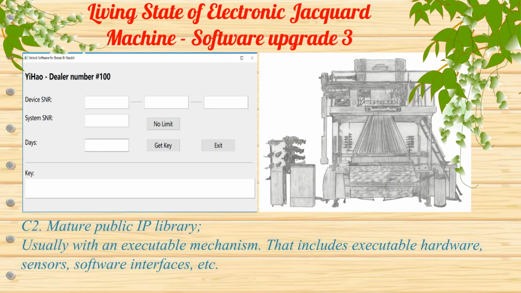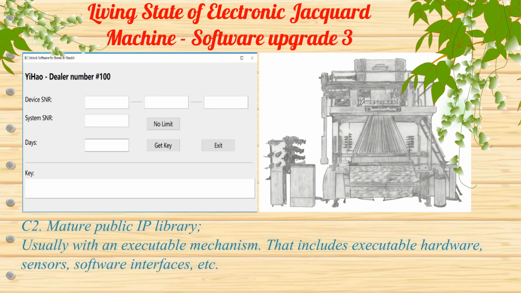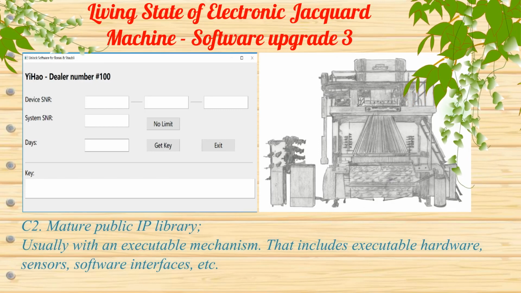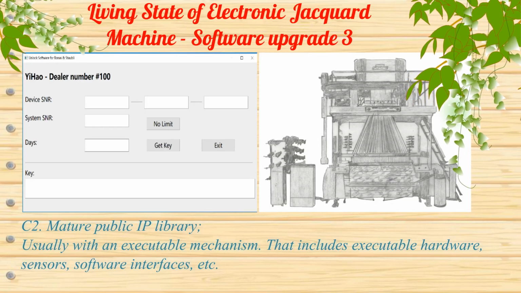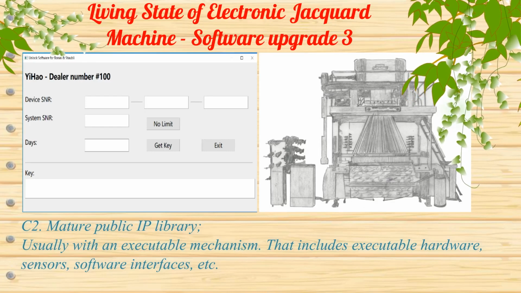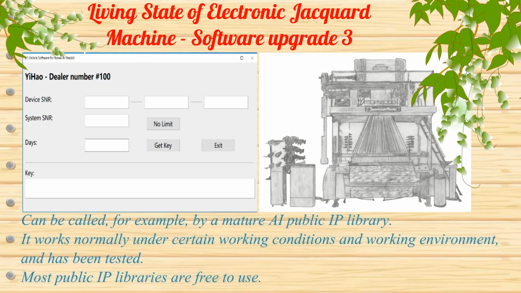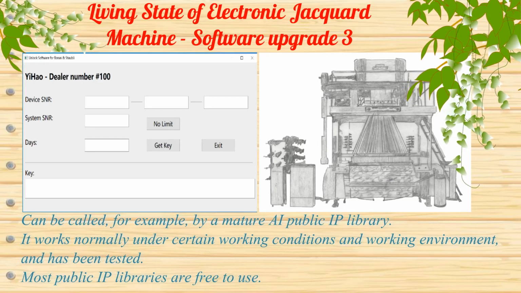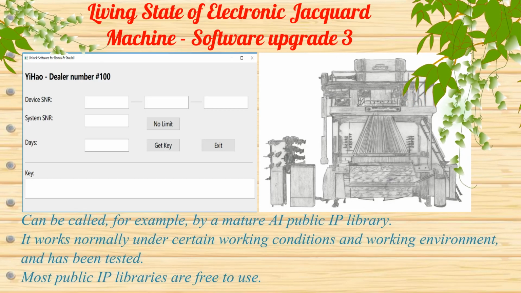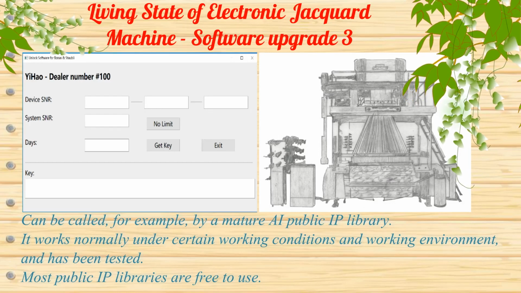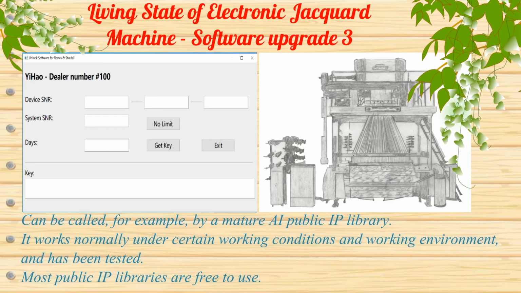C2. Mature public IT library, usually with an executable mechanism that includes executable hardware, sensors, software interfaces, etc. Can be called, for example, by a mature AI public IT library. It works normally under certain working conditions and working environment, and has been tested. Most public IT libraries are free to use.